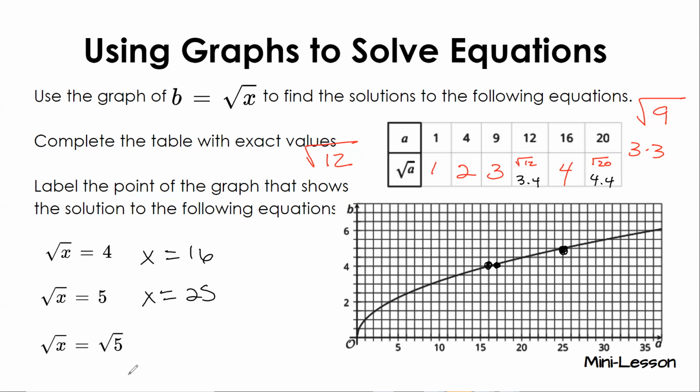Okay, on this next one, we have the square root of x is equal to the square root of 5. Now, I can't really see that on my graph. What's the square root of 5 roughly? Somebody put it in the calculator. Square root of 5 is going to be roughly in between, so I'm looking around 2.2. So what is x going to be? 5, right?